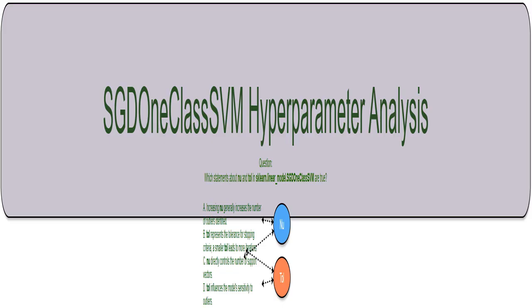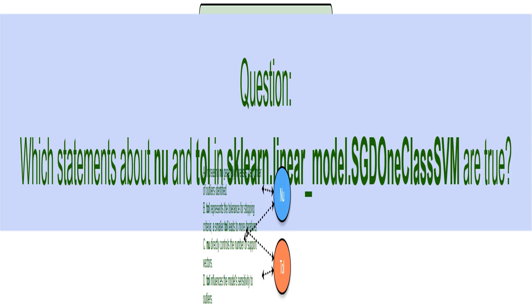I'm analyzing the hyperparameters nu and tol used in the SGDOneClassSVM model for anomaly detection. This is a crucial part of understanding how this machine learning model works. This is the main question, focusing on understanding how the hyperparameters nu and tol affect the behavior of the model for anomaly detection. I'm going to evaluate each statement carefully to see if it's correct or not.